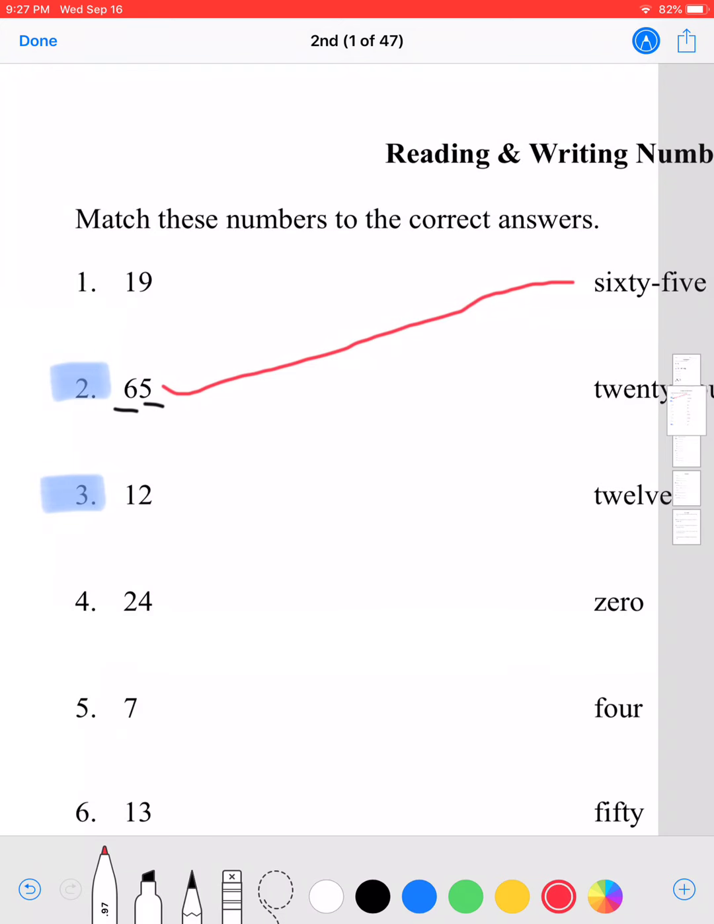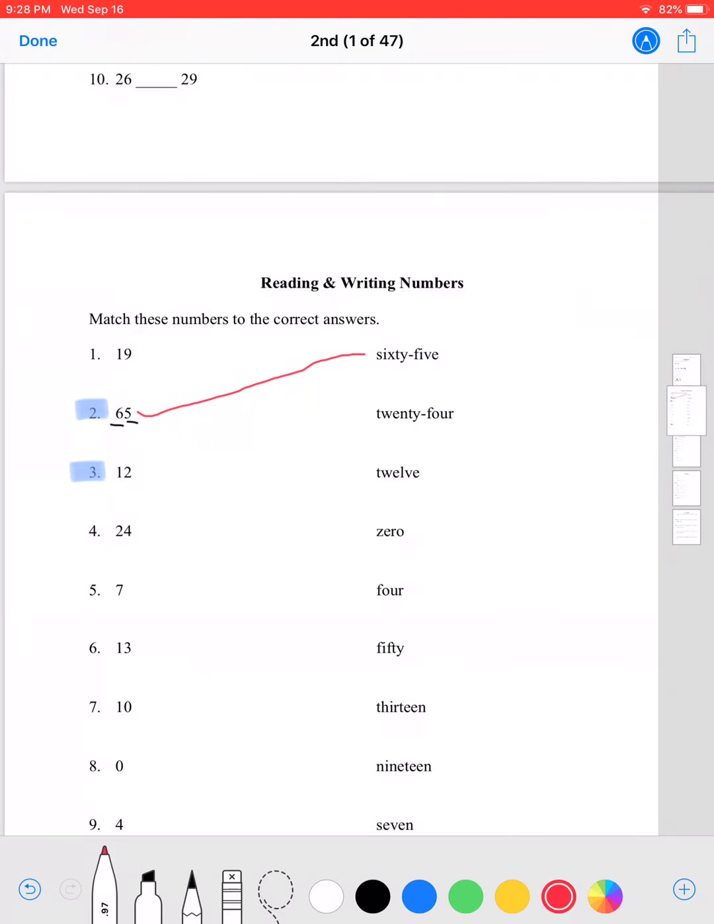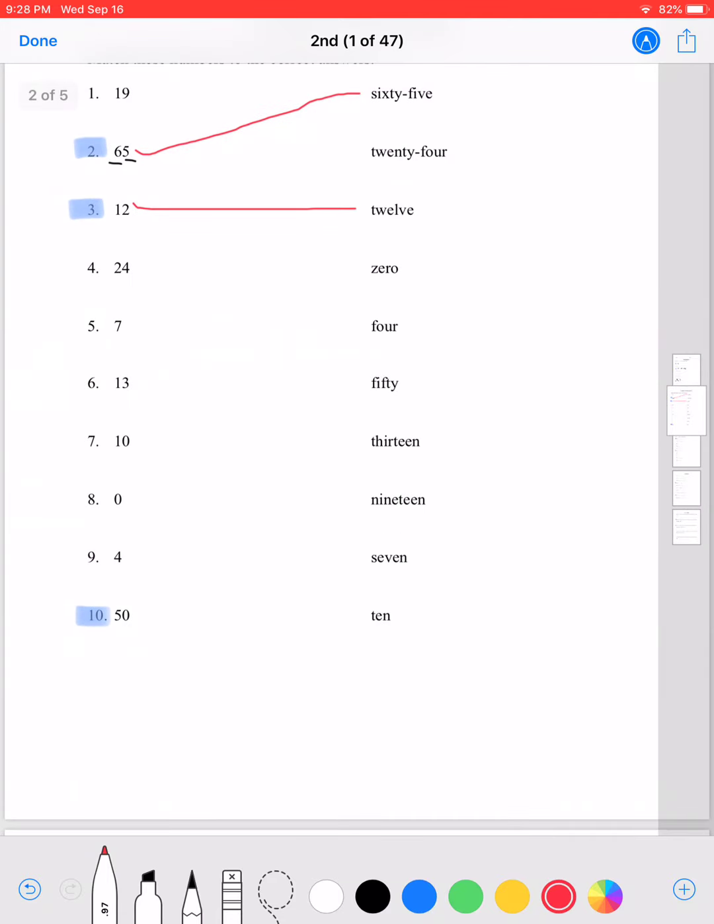Now we have number 3. We have a 1 in the tens place and a 2 in the ones place. Now we know that this is the number 12, even though it doesn't follow a typical pattern of numbers that have a 1 in the tens place. So this is read as 12. If you look here, 12 is right here. We're going to draw a line to connect the number 12 to the word written form of 12.